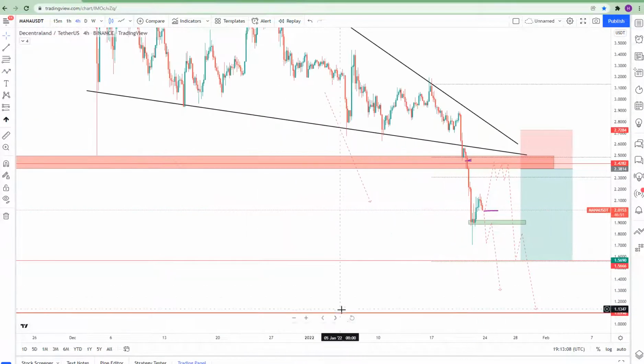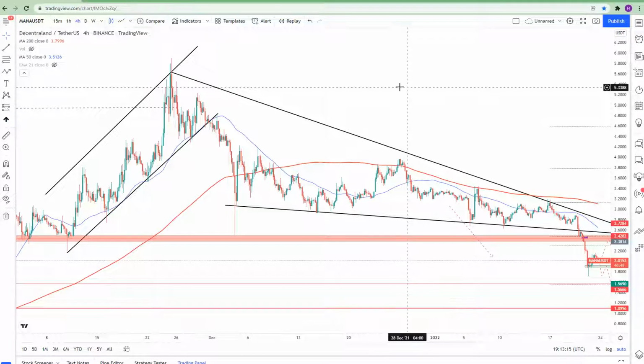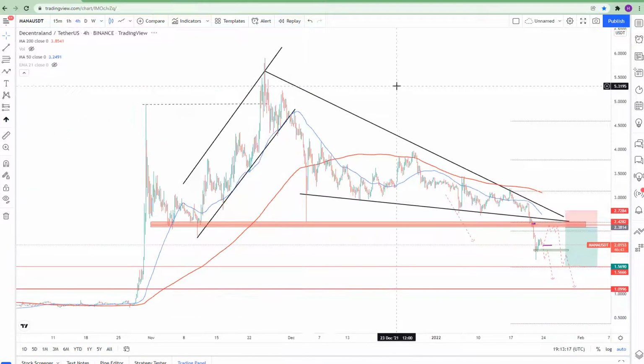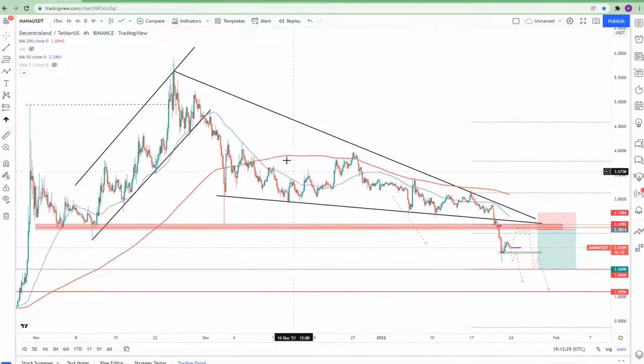So also on the other hand, if we look at some long-term moving averages, I'm going to just put 50 and 200 moving averages. We can see clearly that MANA has a death cross here in early December, where the 50 and 200 day moving averages crossed to the downside. This is a big indication for bearish trend and bearish confirmation and bearish continuation.